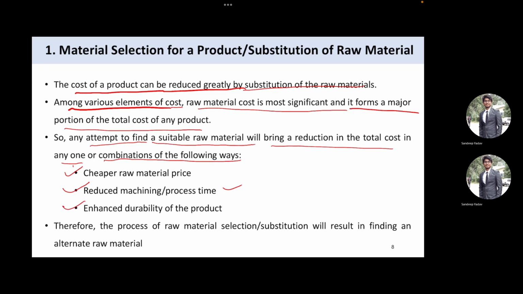If you are using a most durable product, then we do not need to change the product from time to time. The only single product can work for a longer time, so that will come under the durability. Now, therefore, the process of raw material selection and the substitution will result in the finding of an alternative raw material. Let's see an example.